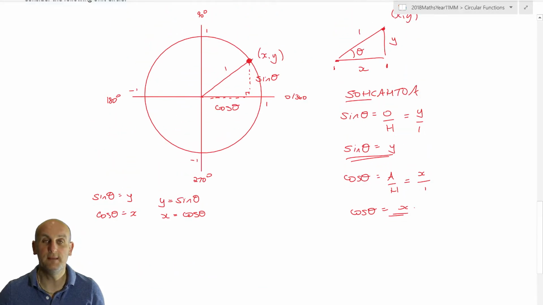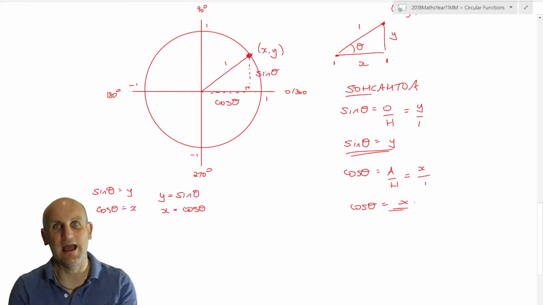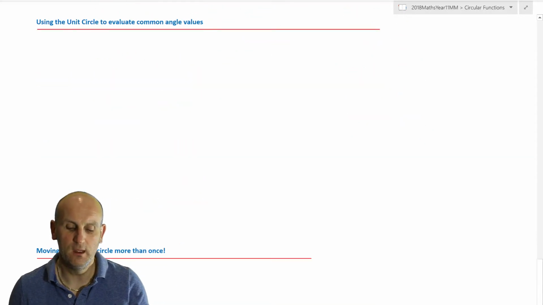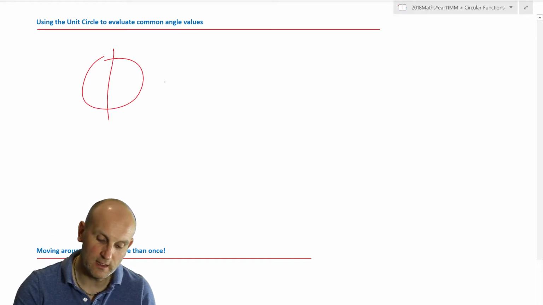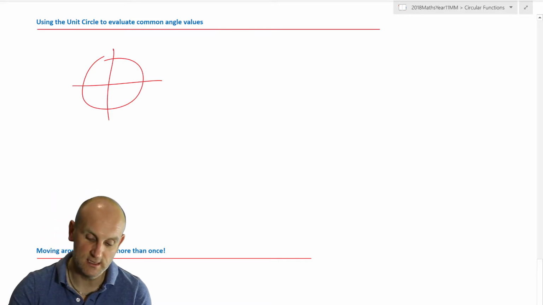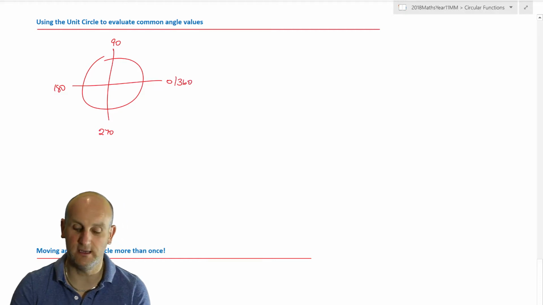And you're going to go, MaffsGuru, Darren, whatever, what are you talking about? Well, now I'm going to use this in theory or in practice. We can use the unit circle to evaluate common angle values. Here is my unit circle, and I'm drawing a very quick sketch. When you do the unit circle, it's always good to draw quick sketches. So here is 0 and 90 and 180 and, oh no, and 270 and 360 degrees.